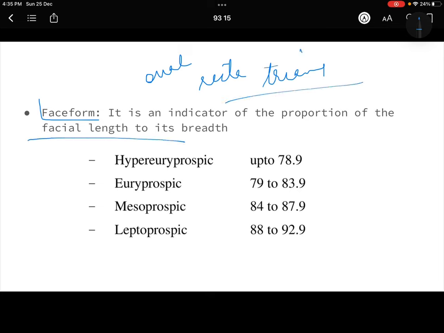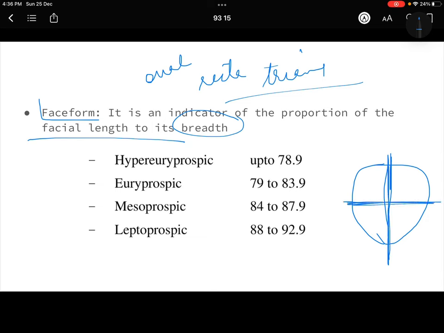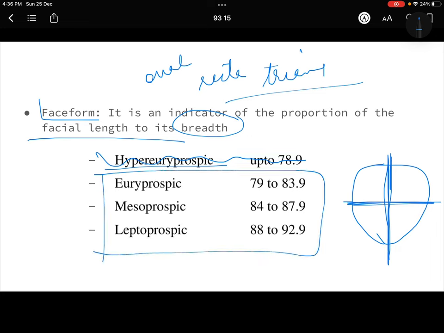And usme bhi hum facial length and facial breadth ke hisab se, for example, this is the face of a person. So we'll take the length and the breadth of the face, right? Based on that we come with this kind of categories. Basically ye teen categories hoti hain: euryprosopic, mesoprosopic and leptoprosopic. So euryprosopic kaun sa ho gaya, which is a broader kind of a face. So euryprosopic is a broad face.